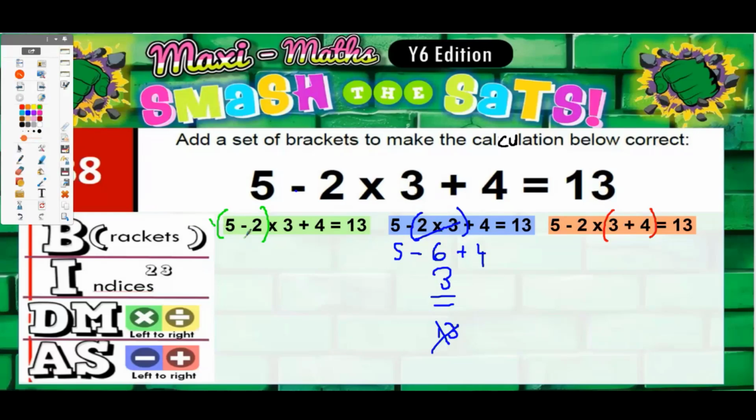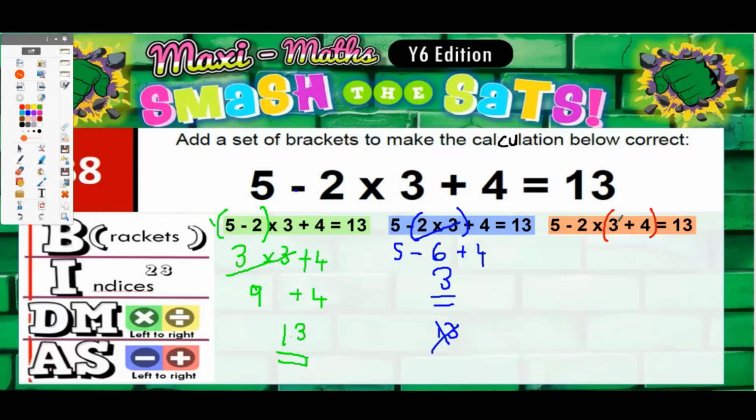So if you put the bracket around the 5 minus 2, you would do the 5 minus 2 first, which is 3. You drop down the times 3, and you drop down the add 4. And then BIDMAS tells you to do multiply before add. So you do the multiply next. 3 times 3 is 9. Then drop down your add 4. Then you've got one symbol left, so you read it left to right. 9 add 4 is 13. And that gives us the correct answer. So it looks like that's where we need to put the brackets.